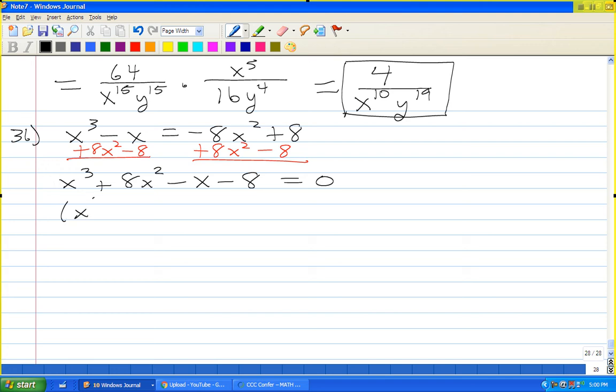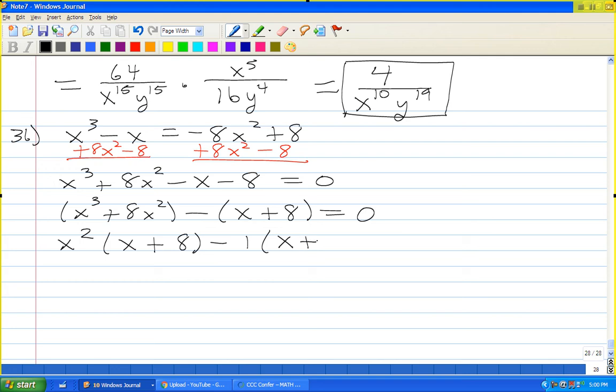Let me factor by grouping. Group the first two terms. The last two terms, please note, since I have a negative outside the parentheses, I have to change all the signs inside the parentheses. So the negative x becomes a positive x. The negative 8 becomes a positive 8. Factor out the x squared. What remains is x plus 8. Factor out the 1. What remains is x plus 8. And so I have an x plus 8 in common. After I factor out the x plus 8, I have an x squared minus 1 remaining.